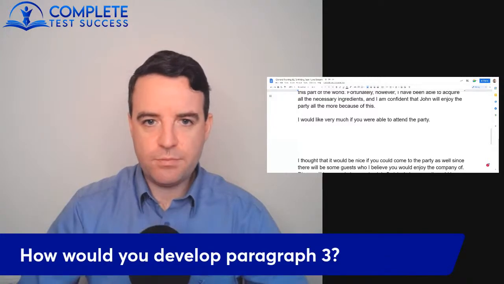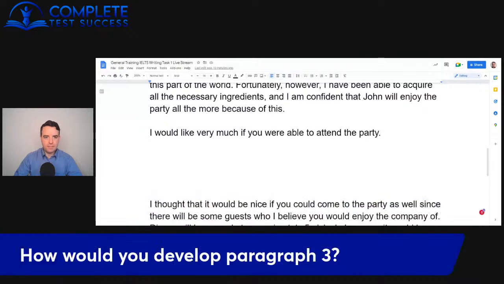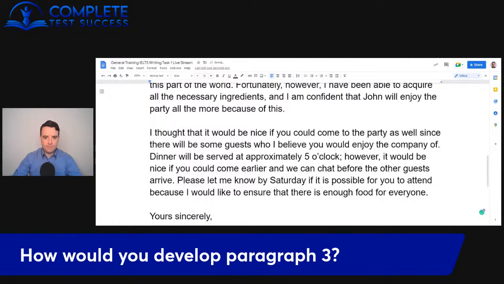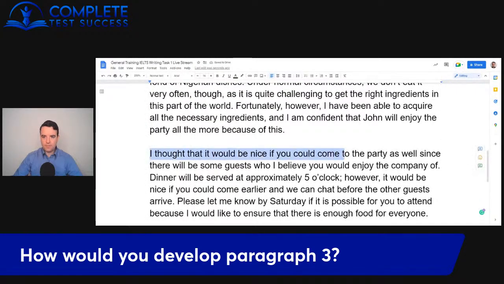Okay, so with that, that's pretty much the third paragraph written. Let's have a look at the sample I had here. I said, "I thought it would be nice if you could come to the party as well, since there will be some guests who I believe you would enjoy the company of. Dinner will be served at approximately 5 o'clock. However, it would be nice if you could come earlier and we can chat before the other guests arrive. Please let me know by Saturday if it is possible for you to attend, because I would like to ensure there is enough food for everyone."